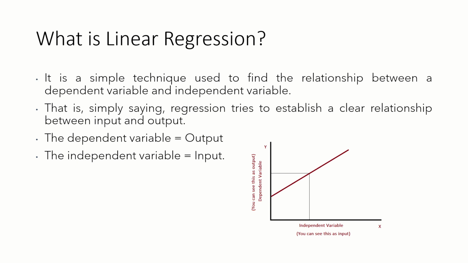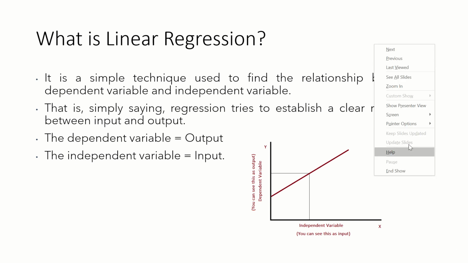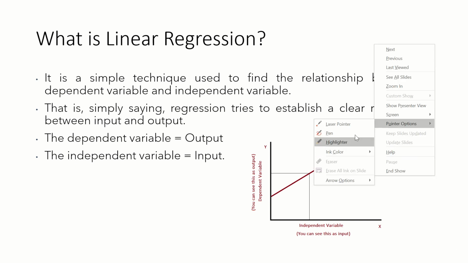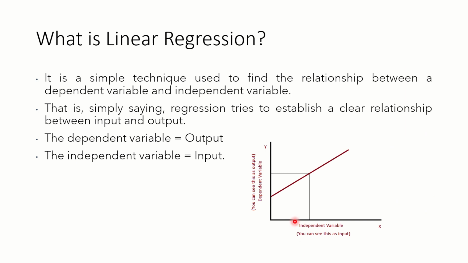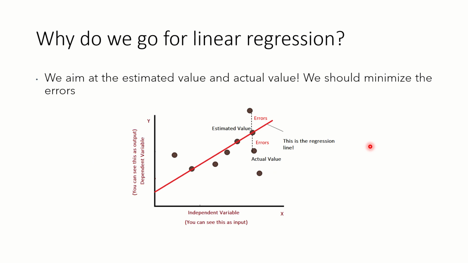By doing this way, we can understand the relationship between the input and output, and I have presented you a very simple graph here in front of you for you to understand what exactly is this. You can see that I have got input variable here, output variable here. Input is independent, output is dependent, and the regression line is drawn. This will help us in understanding what exactly is the relationship between the input and output.